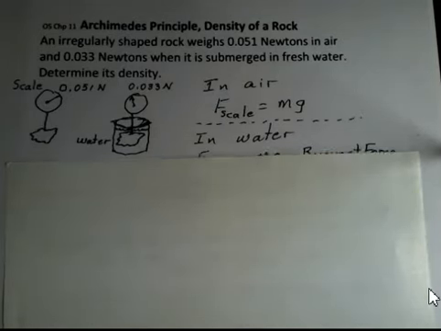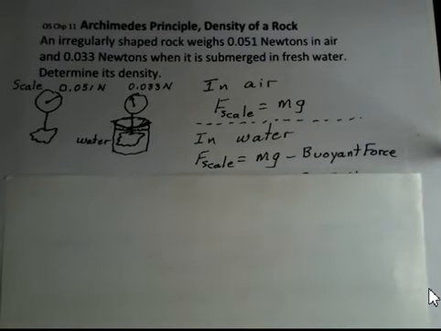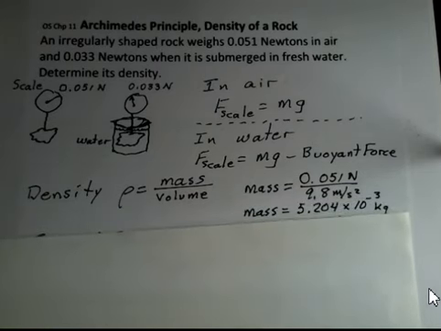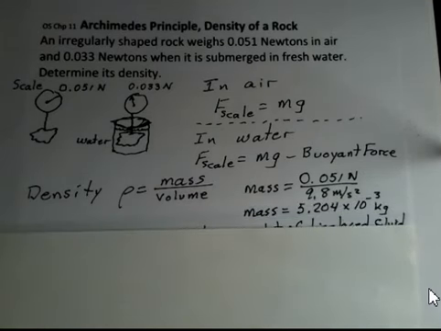In the water, the force of the scale is less than the weight of the rock because there is an upward buoyant force supplied by the liquid. And Archimedes' principle tells us that this buoyant force is equal to the weight of the displaced water. So getting into the calculation of density, we need information on the mass and we need information on the volume.